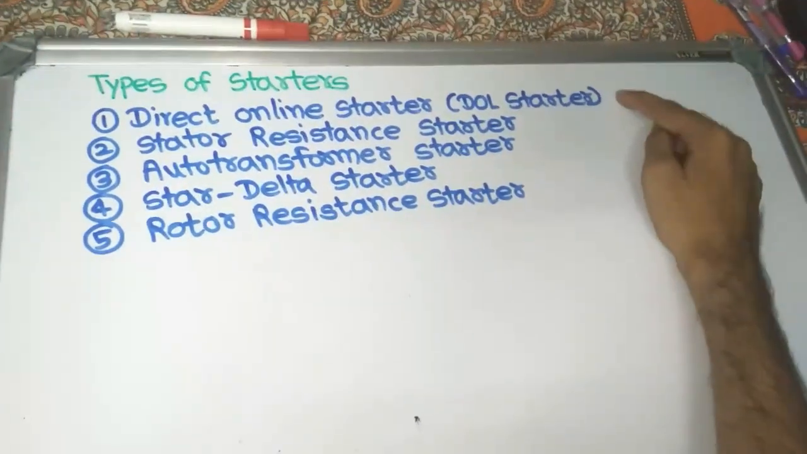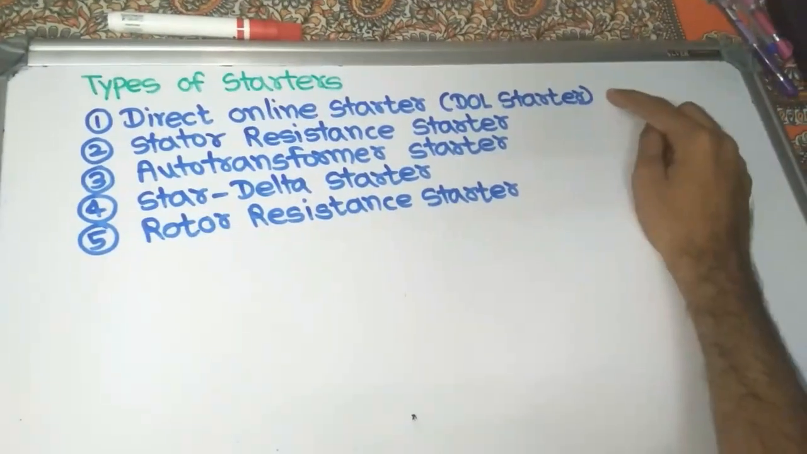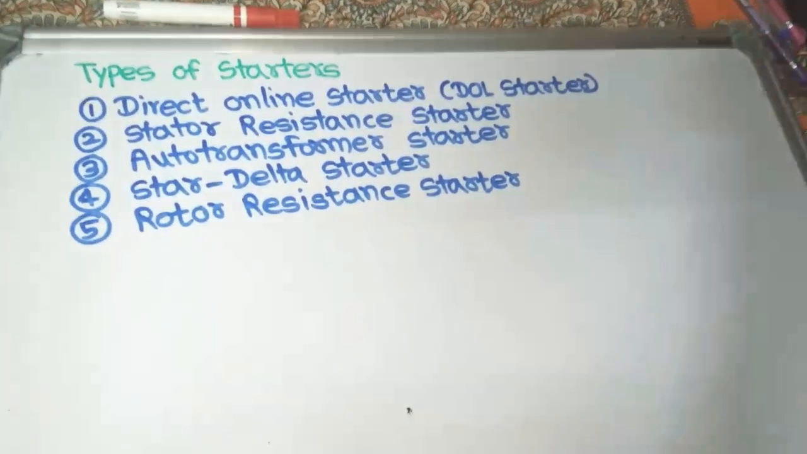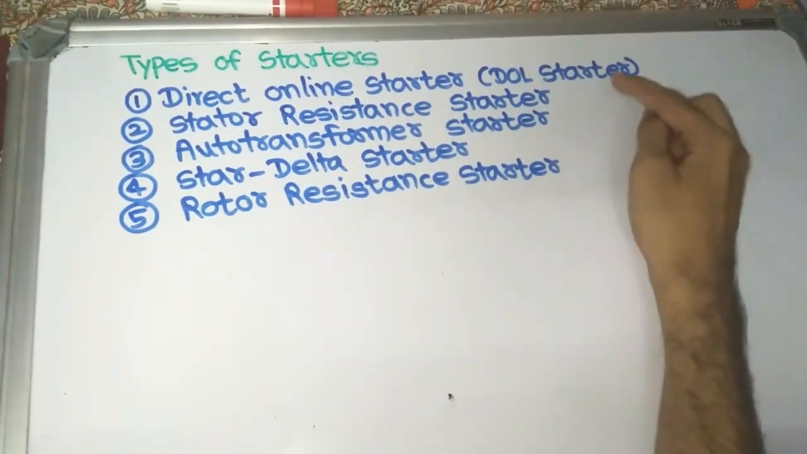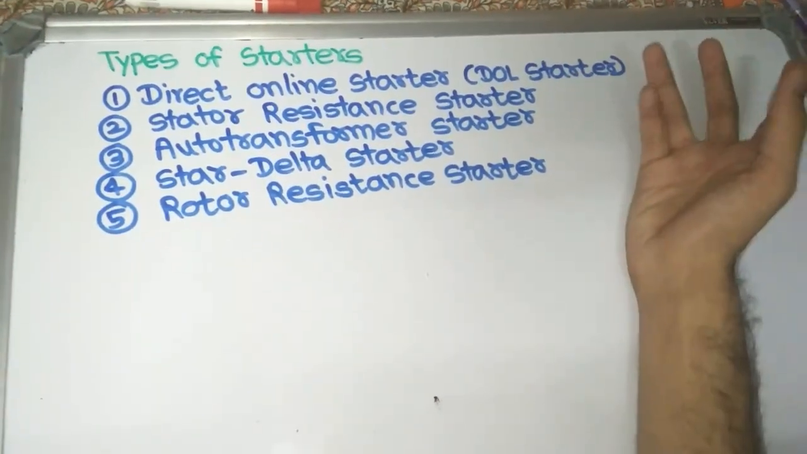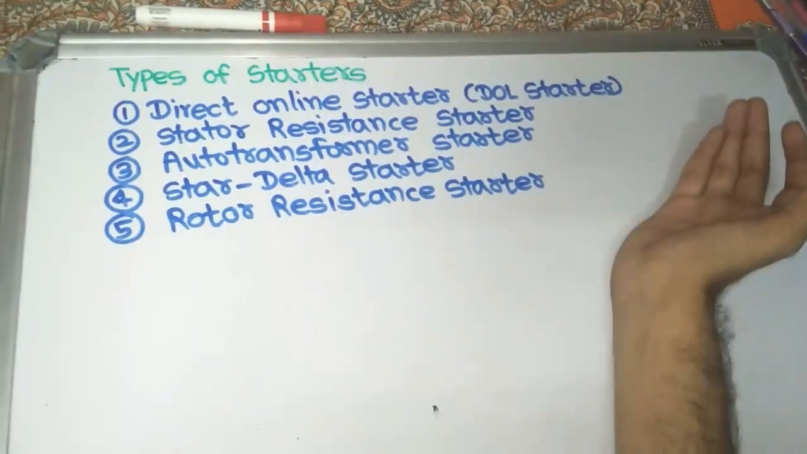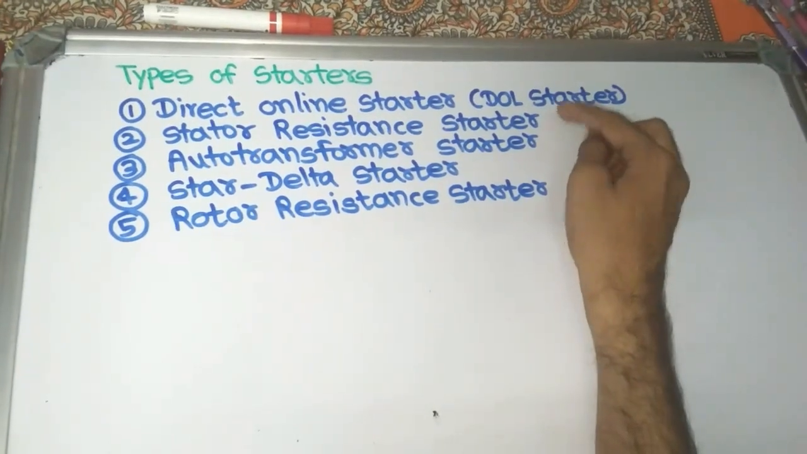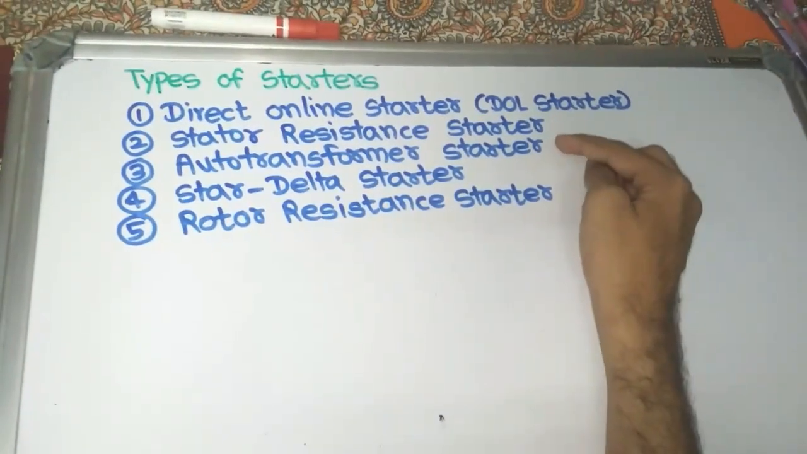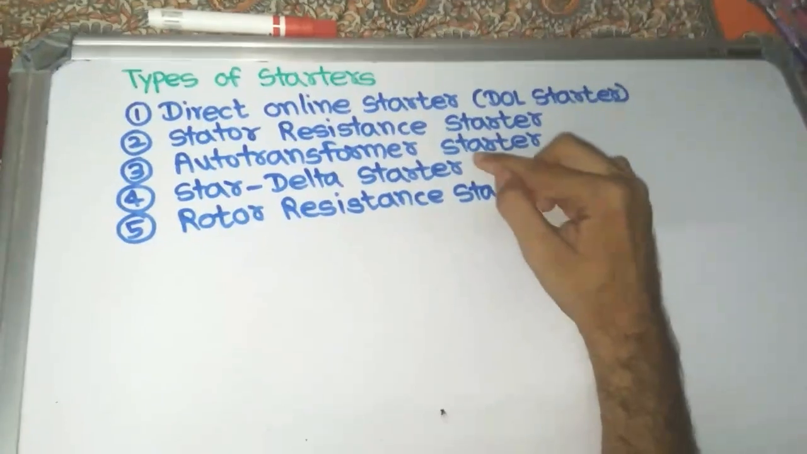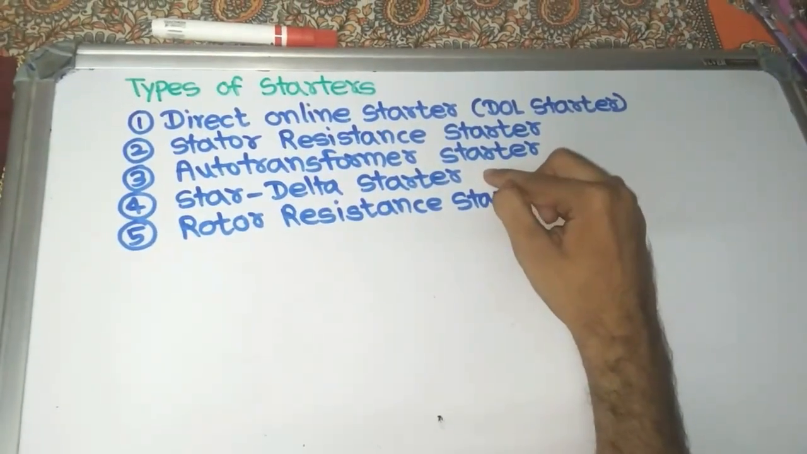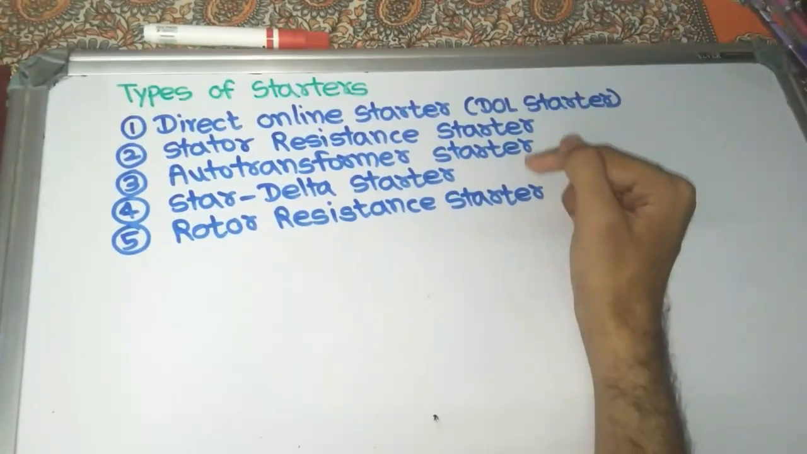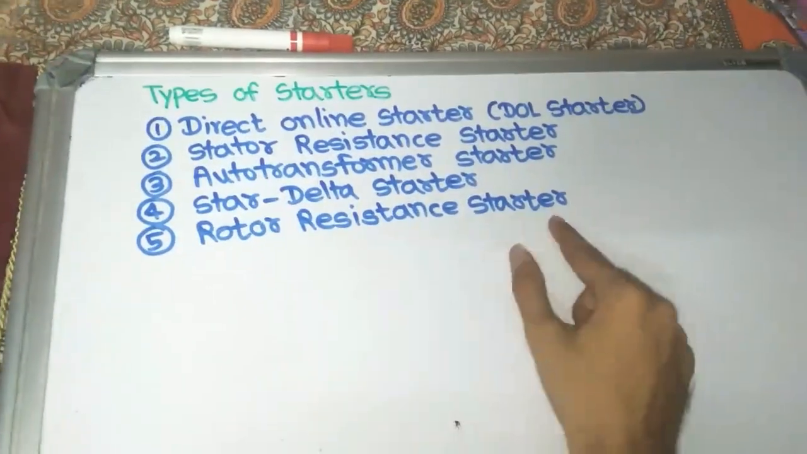The direct online starter is preferred for squirrel cage as well as slip ring type induction motors. The stator resistance starter can be used for both slip ring and squirrel cage motors, but generally it is used only for squirrel cage type induction motors. The third, the auto transformer starter, is also used for both. Fourth is the star delta starter, which is also used for both slip ring and squirrel cage type induction motors.